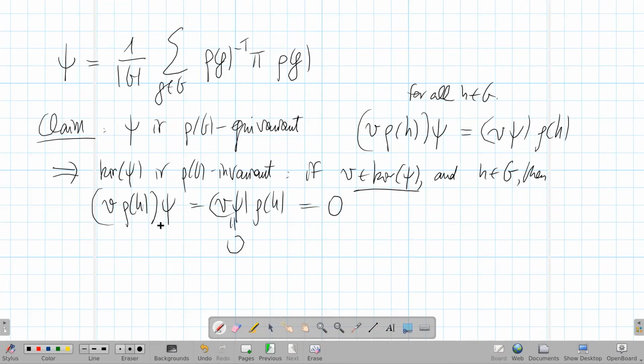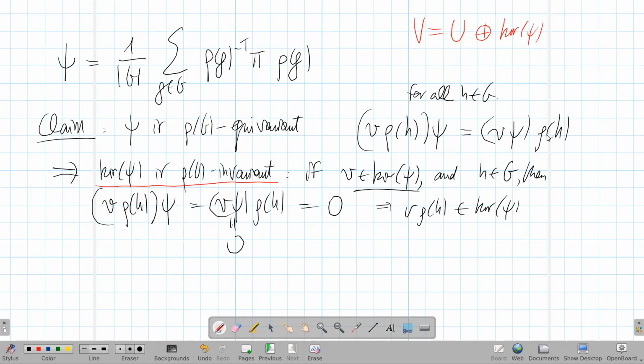So this proves that V rho H is in the kernel. So this shows that this is rho g invariant, and we're done, because remember we had proved that V is the direct sum of this and the kernel, because of this property of idempotence. But why is this so?